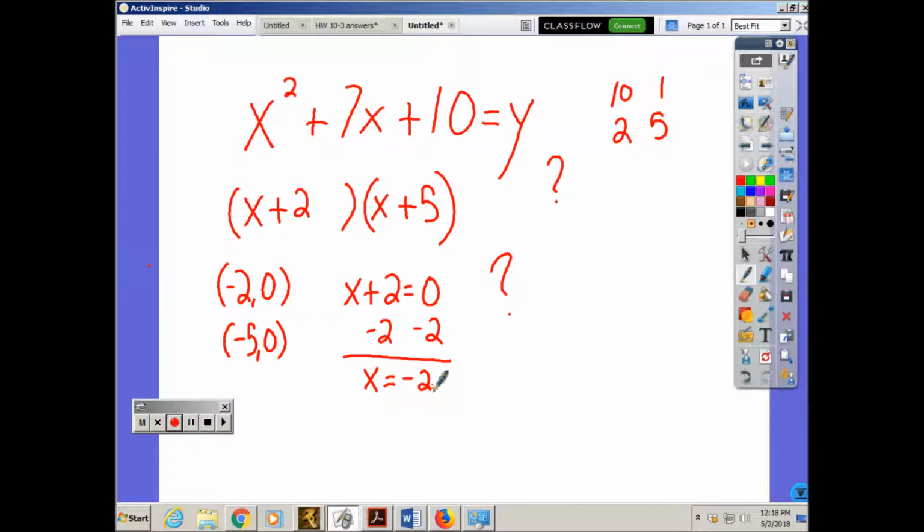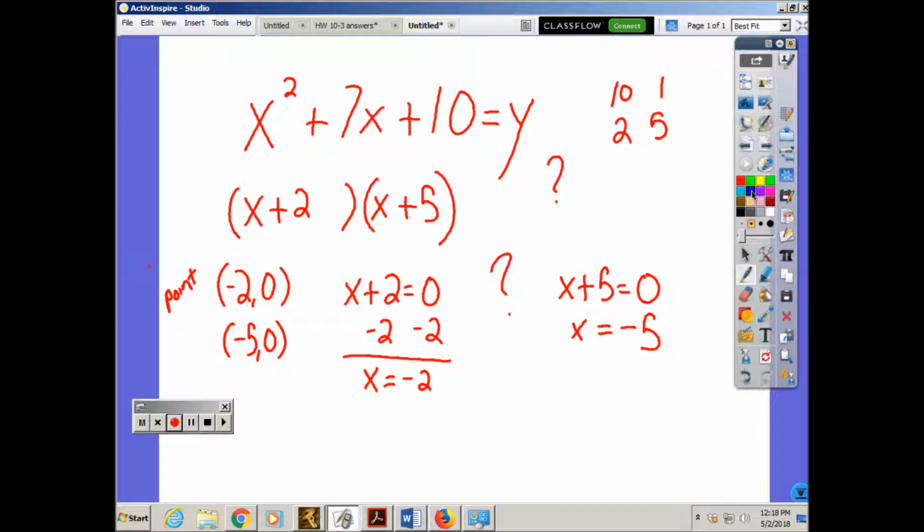But the x-intercept is a point. You need an x value and you need a y value. So it's on the x-axis, the y value is 0. Same thing over here. You did the second set of parentheses, x plus 5 equals 0. You subtract 5 from both sides, you get x equals -5. But it's not just -5, it's -5, 0, because it's a point. We're going to go on to the y-intercept.